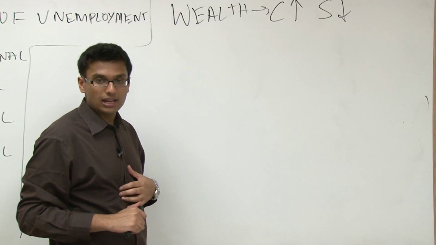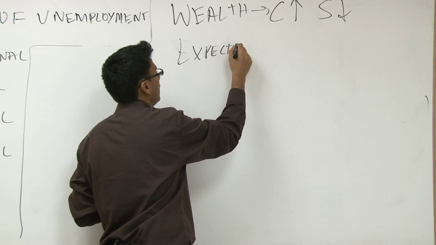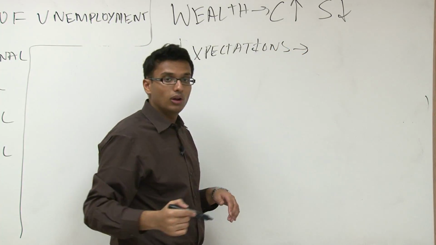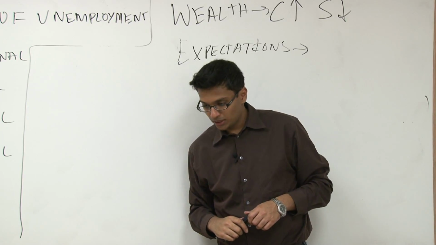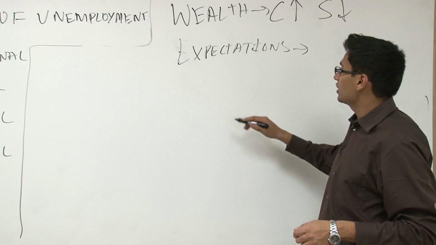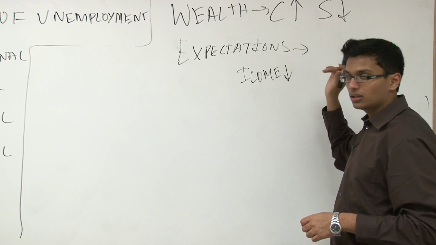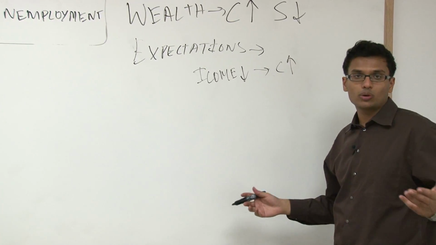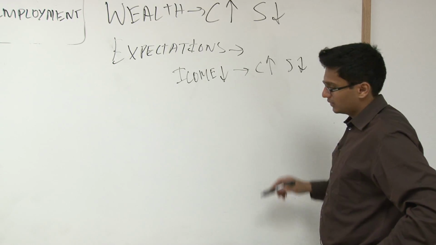So what about expectations? How do expectations change things? Let's talk about expectations and how they affect consumption and savings. Well, think about it. Let's say that you expect your future income to decrease. If you expect your income to go down, you're going to spend more right now. You're going to enjoy what you have, and you're going to try to buy the products when you can afford it. And saving goes down.